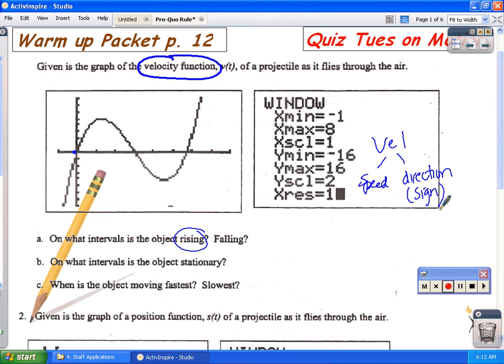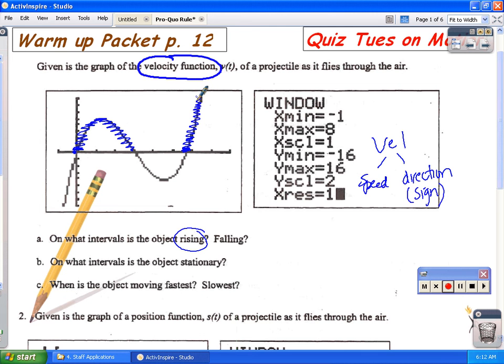If the object is rising, it's rising when velocity is positive, so that would be in this particular region right here. So the particle is rising from 0 to 3 seconds, and then it's rising again from about 6.9, and if the graph goes on forever, it goes on to infinity.